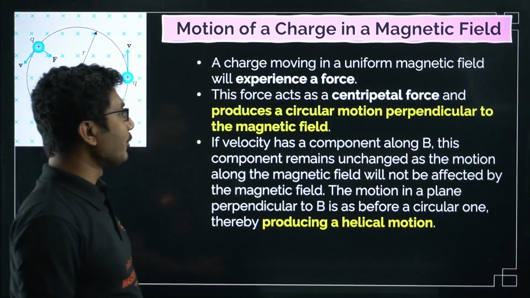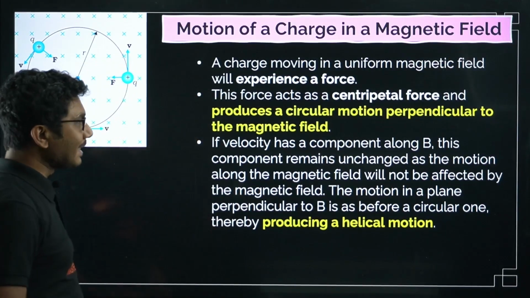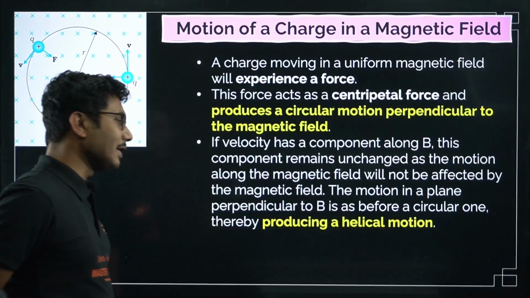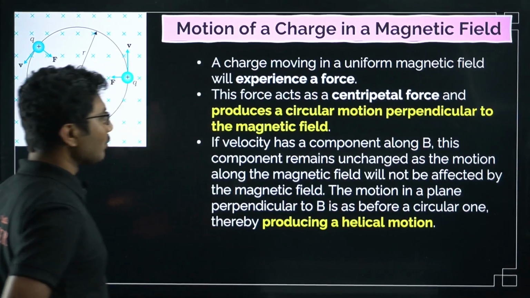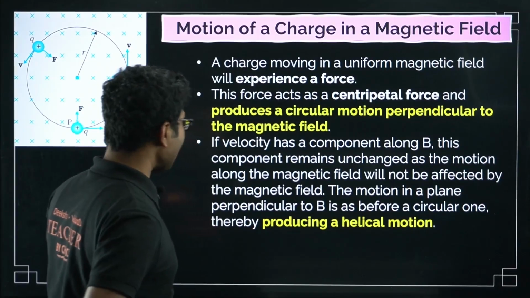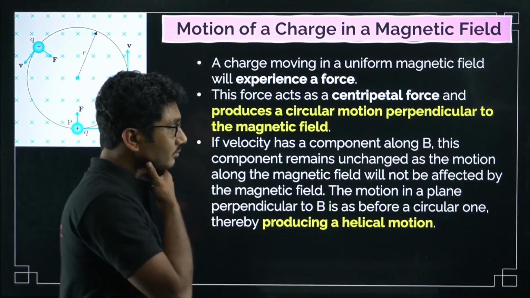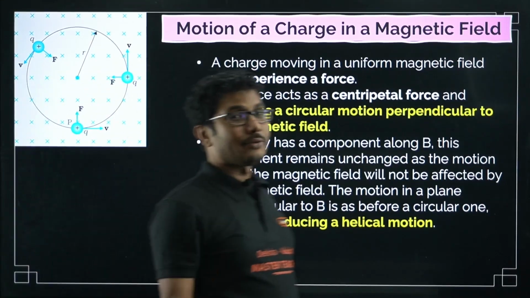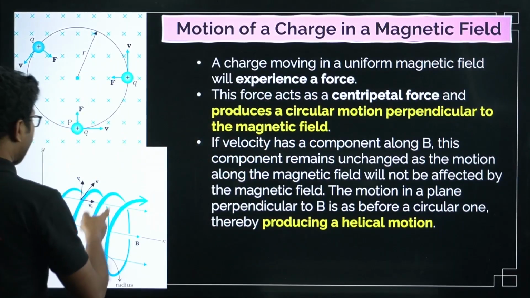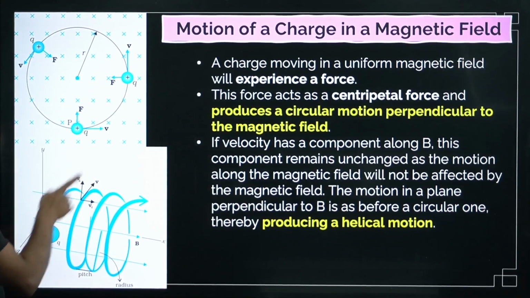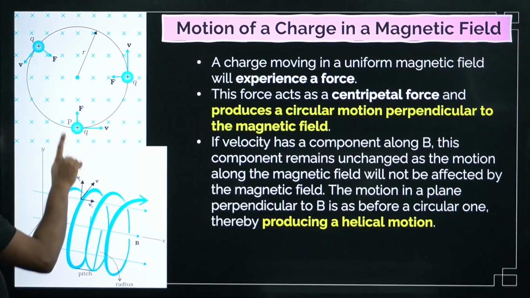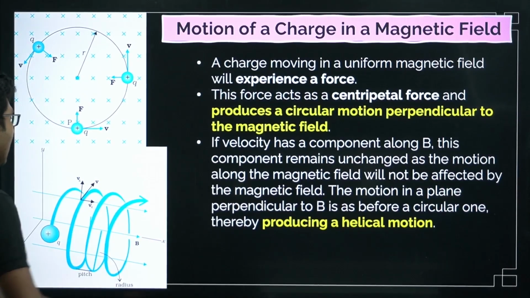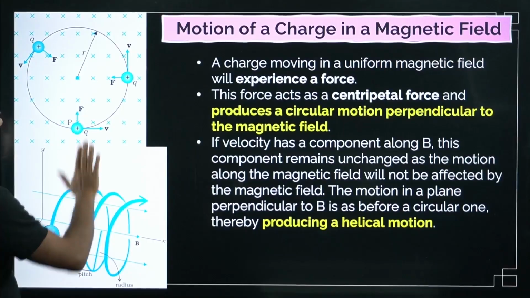If velocity has a component along B, this component remains unchanged, as the motion along the magnetic field will not be affected by the magnetic field. The motion in a plane perpendicular to B is as before, circular, thereby producing a helical motion. Okay, so first of all, if this velocity is not exactly perpendicular, it has some component, say it has two components. Okay, it is at some angle with the magnetic field, then what will happen? So there will be a perpendicular component, and there will be a parallel component along the magnetic field.